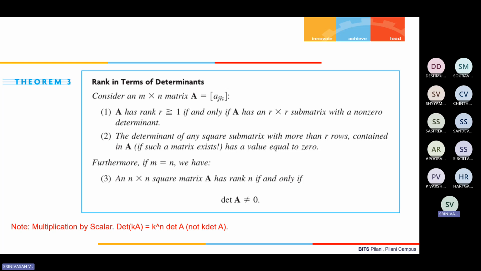Remember, we find the rank of the matrix through determinants. So here, suppose the determinant of A, where A is of order 3 by 3, is equal to 0. See what the meaning of this is. What is all this talking about? The determinant of any square submatrix. What is the meaning of this?